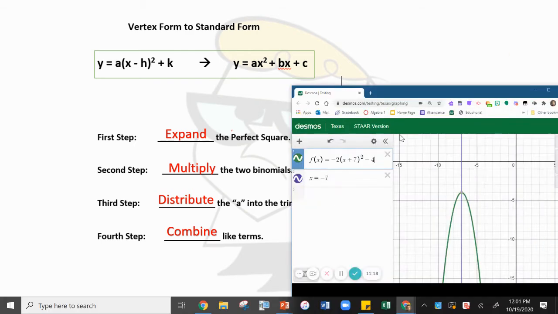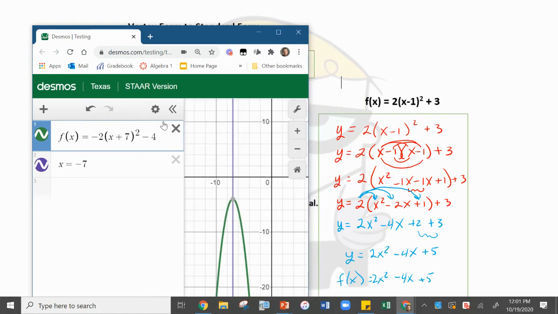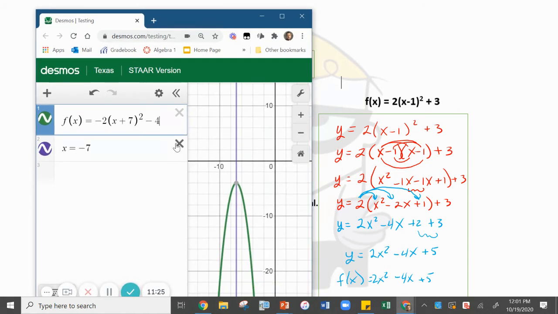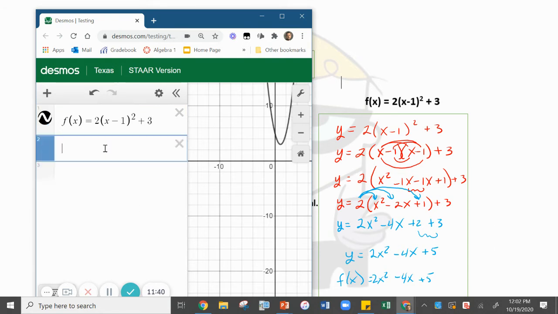And so in Desmos, what I can do is I can go in. Let me give myself just a little bit of room here. I'm going to go in here, and I'm going to enter in this vertex form, just like it says. So f of x equals 2 times (x minus 1) squared, and then it's plus 3. And then what I'm going to do now is I'm going to go down here and plug in my standard form, because these are equivalent equations. They don't look the same, but they are the same because they're equivalent.